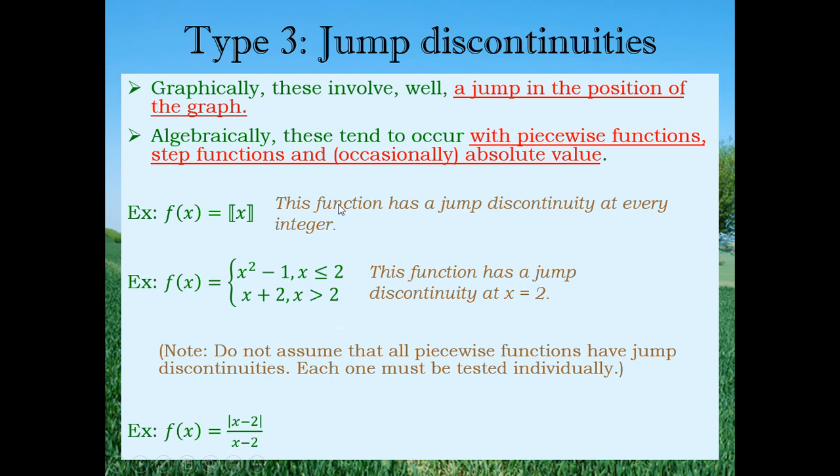Now, we can also have a jump discontinuity in an absolute value function. Here we have the absolute value of x minus 2 all over x minus 2. Well, this is going to be equal to negative 1 for all values less than 2. This is going to be equal to positive 1 for all values greater than 2. But at 2, there's a jump because it jumps from negative 1 up to positive 1 at 2. Now, you might want to try graphing some of these on your calculator to visualize this, because that will help you visualize it.